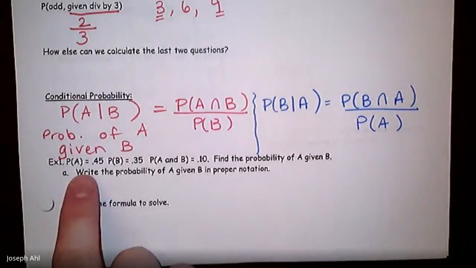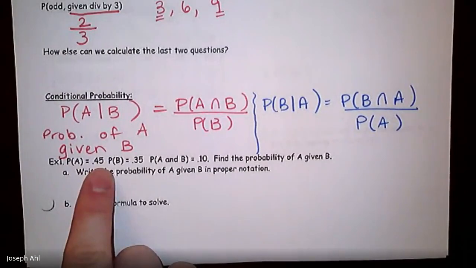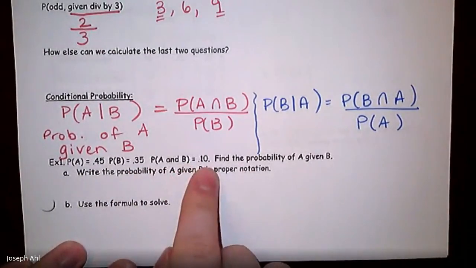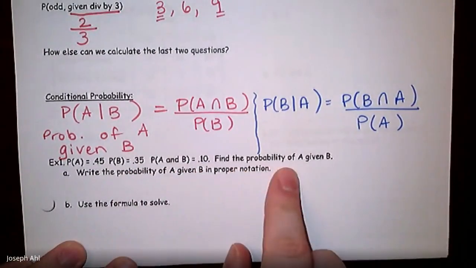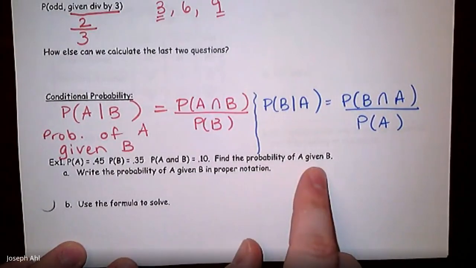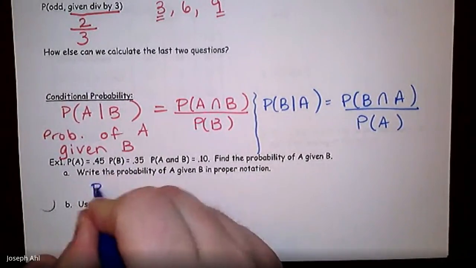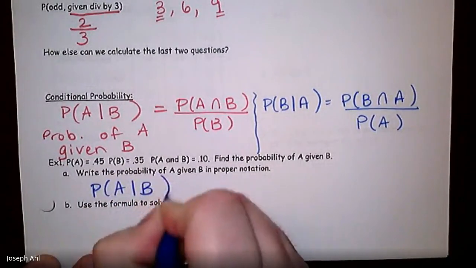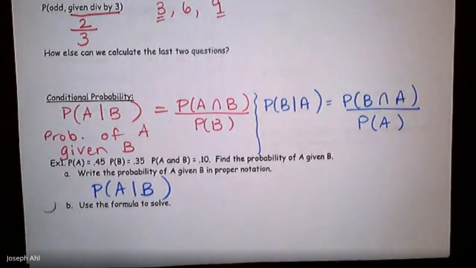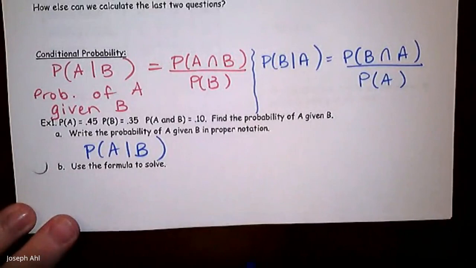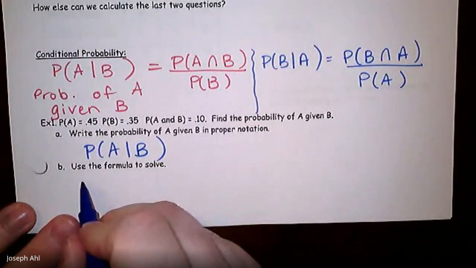The first example says the probability of A is 0.45, the probability that B happens is 0.35, and we're given the intersection's probability as 0.10. Find the probability of A given B. Part A says just get a little bit of practice writing it in the proper notation. The probability of A given B is just what we wrote up above with our vertical line separating A and B, and then use the formula to calculate this probability.